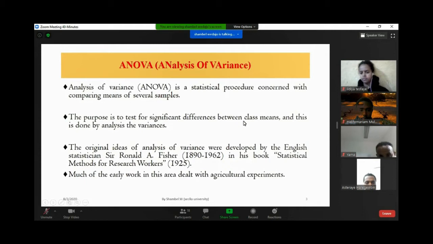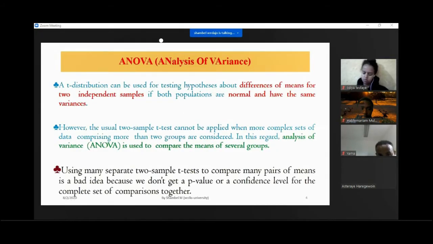So a t-distribution, as we know, can be used for testing hypotheses for the difference of means for 2 independent samples. You have group 1, you have group 2. If you remember the presenters, I think someone has presented the t-distribution. For the difference of means for 2 independent samples, if both populations are normal and have the same variance, we can compare their means, whether they have a difference or not, based on the t-distribution.